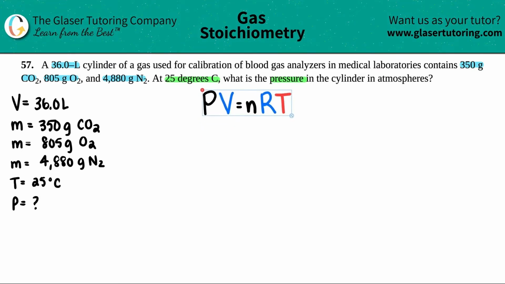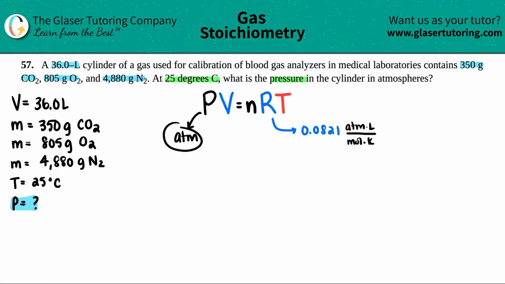PV equals nRT. Now, it all stems from that R value, right? 0.0821. And the units for the R value lock all the other units in place: atm times liter over mole times Kelvin. So the pressure has to be in atm, P for pressure, and we're searching for the P. The V is volume, and that has to equal liters. And thank goodness they gave it to us in liters, so we're fine with that.